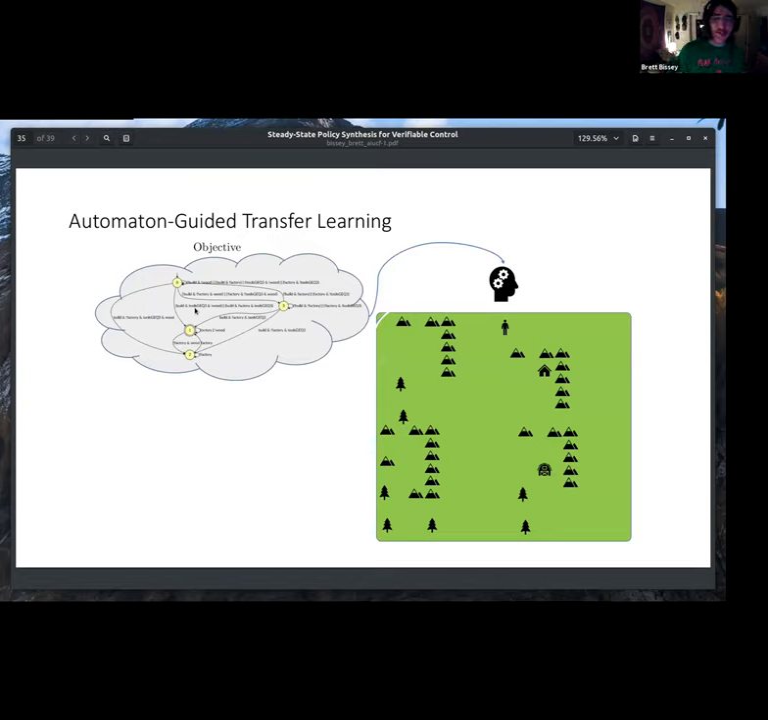One interesting application of this is the transfer learning aspect. Because we have this abstract objective space where we're describing what's going to happen based on the automaton state that we're at, we can transfer this to larger grids and larger game boards that also have other labels.